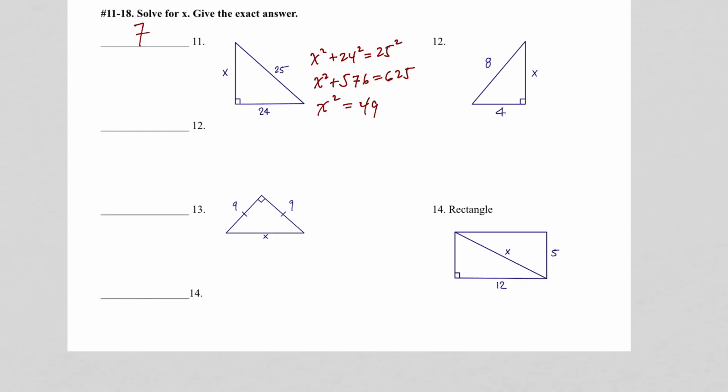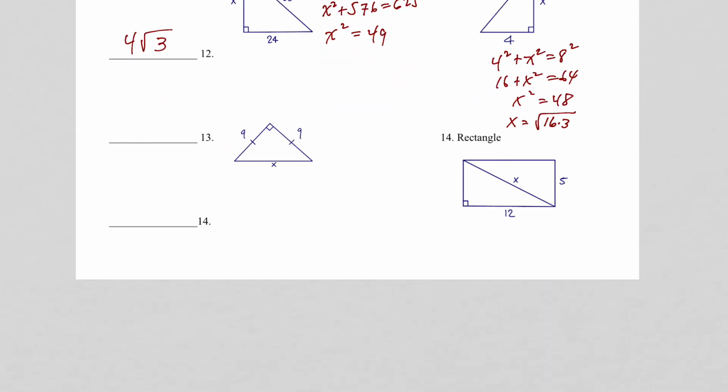Here we have 4 squared plus x squared is equal to 8 squared. That means that x squared is equal to 64 minus that, which is 48. So x is equal to the square root of 48, and 48 is 16 times 3. So this is 4 root 3.